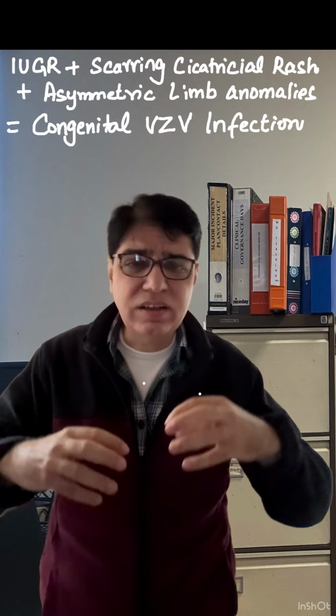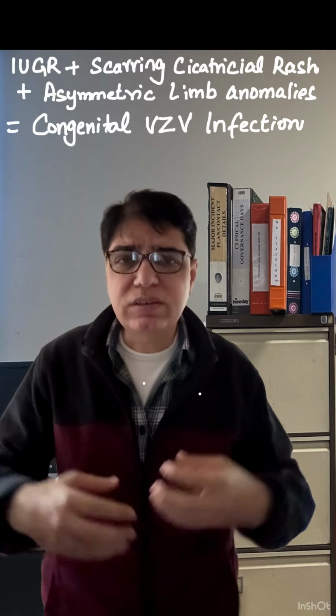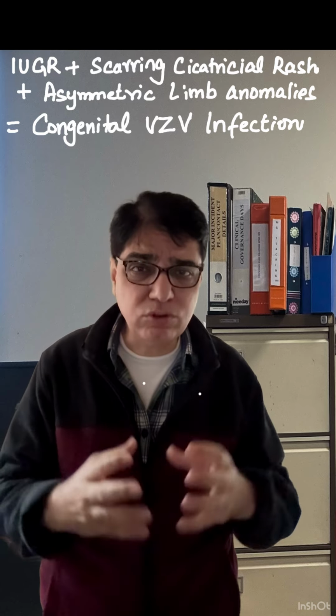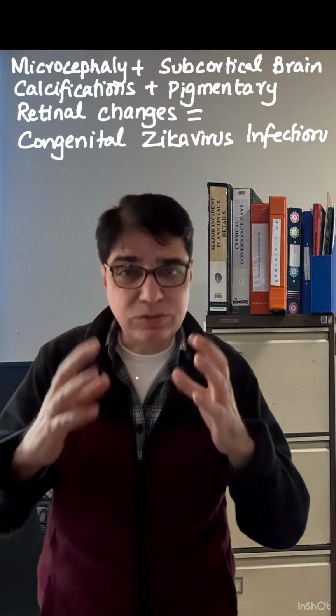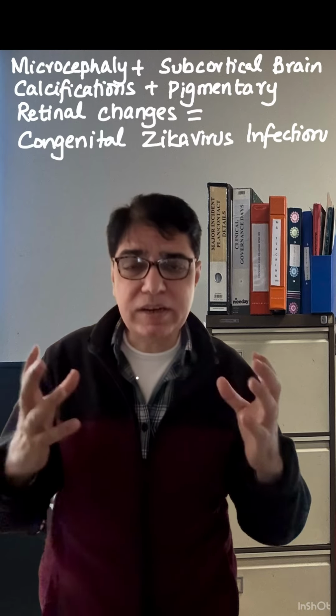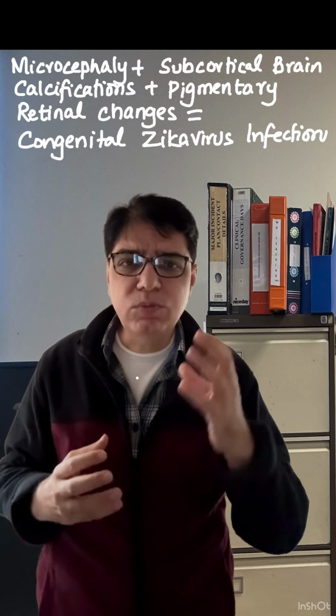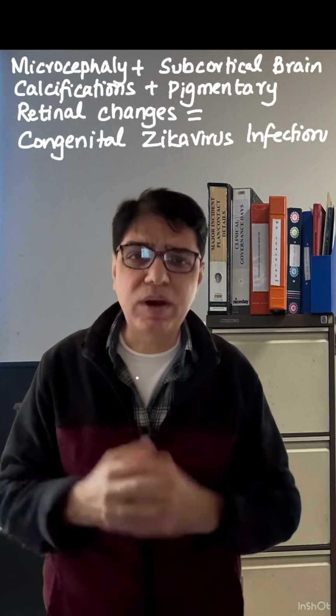If the neonate is tiny, has got IUGR and a cicatricial rash, some limb anomalies which are usually asymmetric, then think of congenital varicella zoster infection. And if the neonate has got microcephaly, that is small head, has got diffuse subcortical calcification on MRI brain, and has got pigmented retinal changes, then it's most probably congenital Zika virus infection.